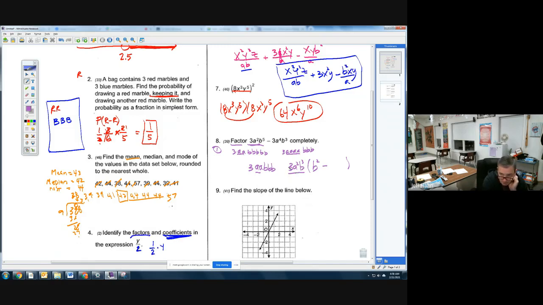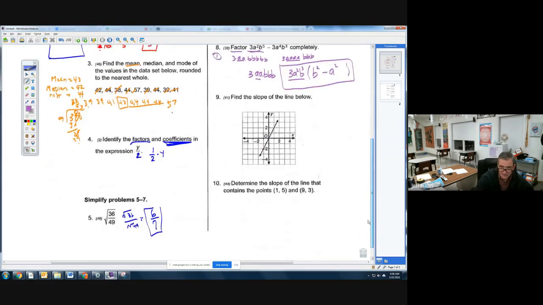For the second term, I already have the 3, now I have the B cubed, but I need to go from A squared to A to the 4th, so I need an A squared. So this, ladies and gentlemen, is the greatest common factor, and this is taking it out. So I need to show all of that work.